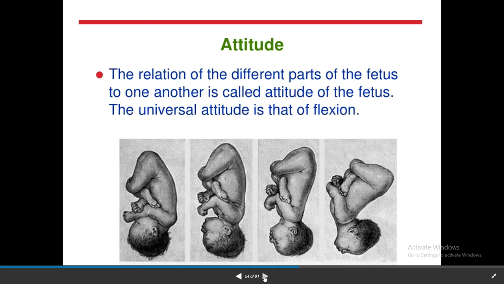Attitude. The relation of the different parts of the fetus to one another is called attitude of the fetus. The universal attitude is that of flexion.